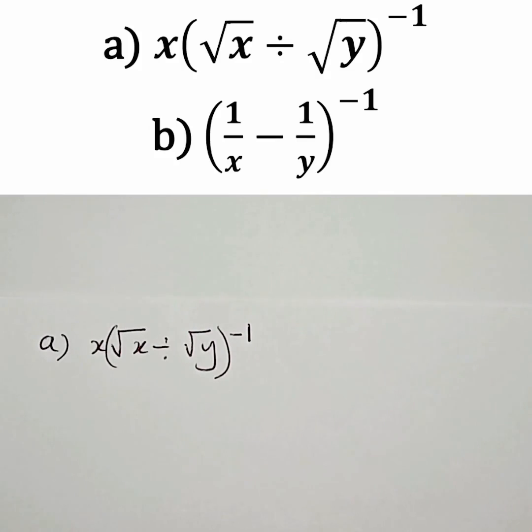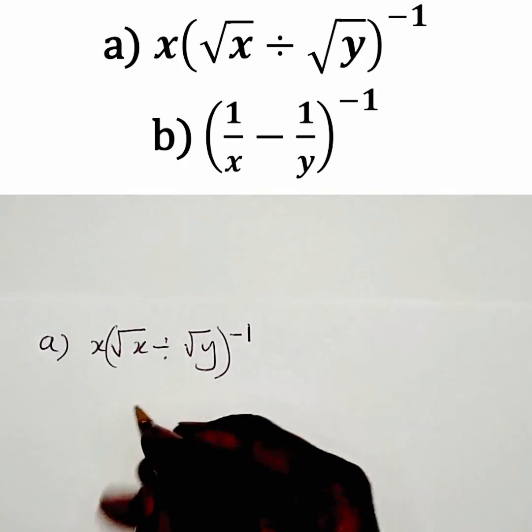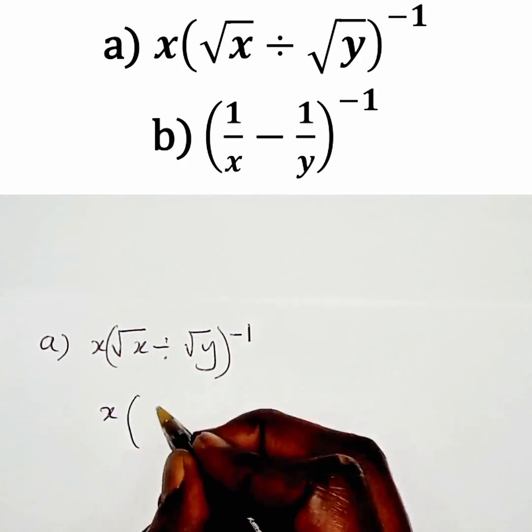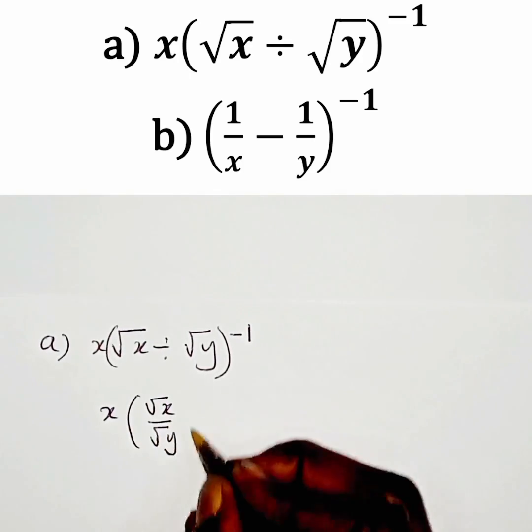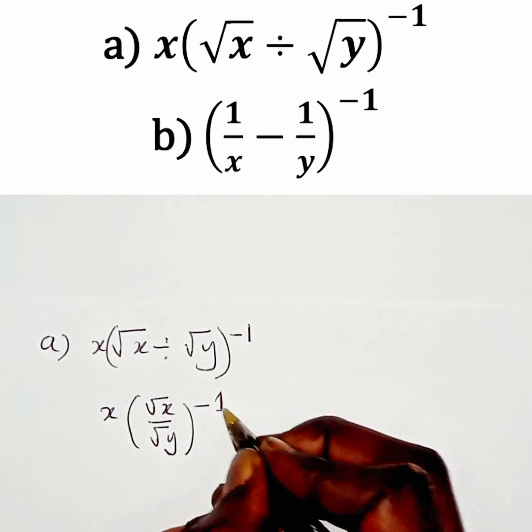In this tutorial, we are simplifying the two expressions above there. Right now, let's start with the first one. The first one can be written as x, then root x, because they are dividing each other, root y, to the power of minus 1.